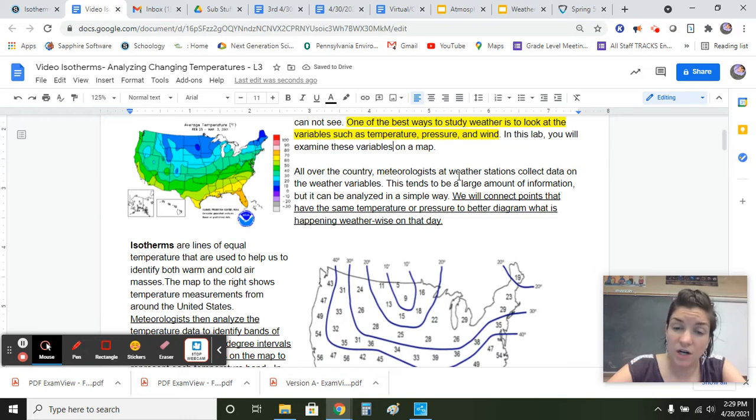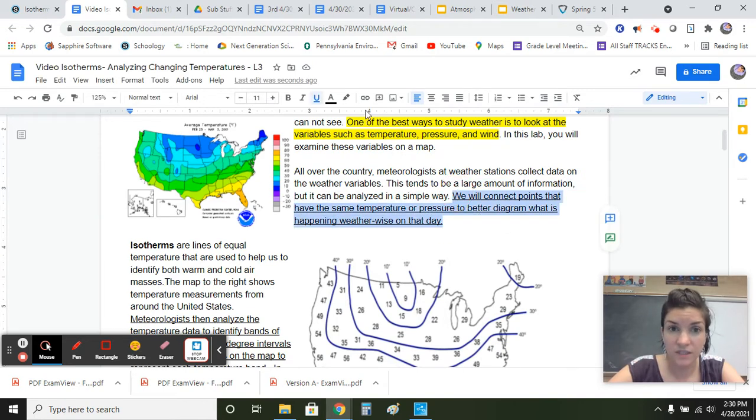All over the country, meteorologists at weather stations collect data on the weather variables. This tends to be a large amount of information, but it can be analyzed in a simple way. We will connect points that have the same temperature or pressure to better diagram what is happening weather-wise on that day.